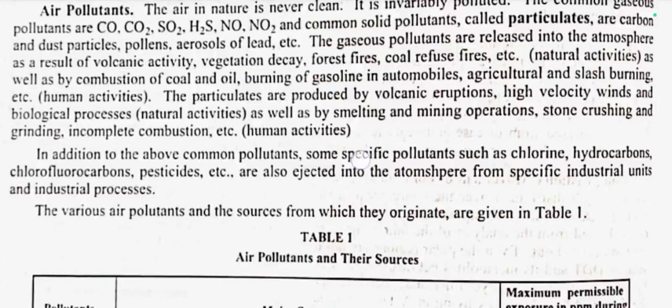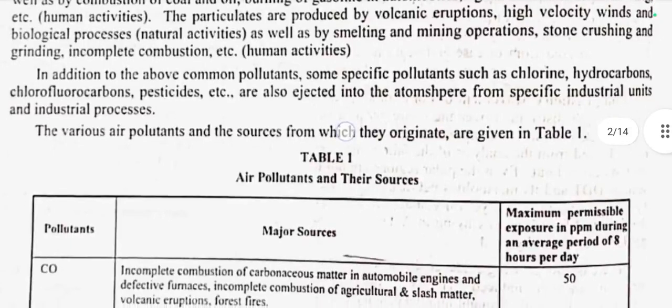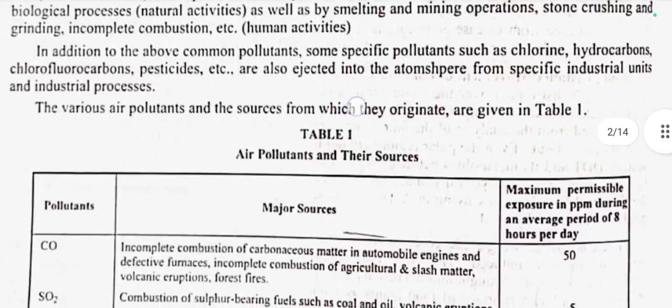The particulates are produced by volcanic eruptions, high velocity winds, and biological processes, natural activities, as well as by smelting and mining operations, stone crushing and grinding, incomplete combustion, etc., human activities. In addition to the above common pollutants, some specific pollutants such as chlorine, hydrocarbon, chlorofluorocarbon, pesticides, etc., are also ejected into the atmosphere from specific industrial units and industrial processes.